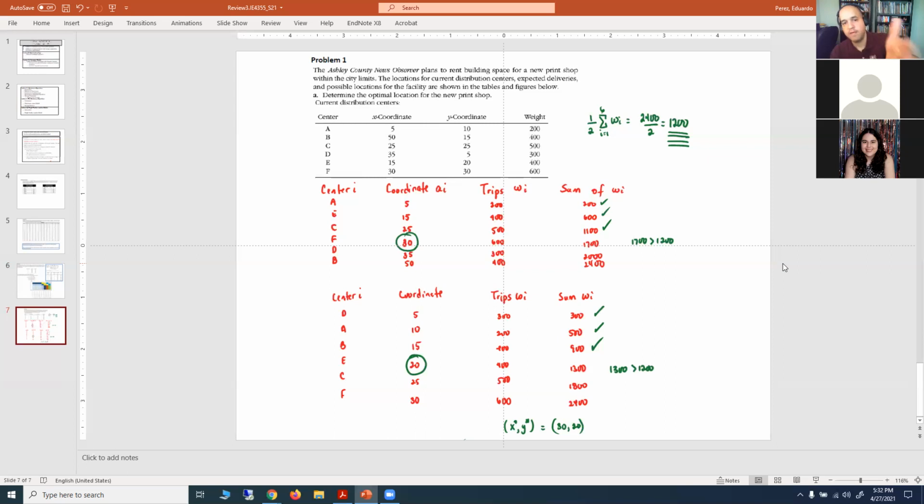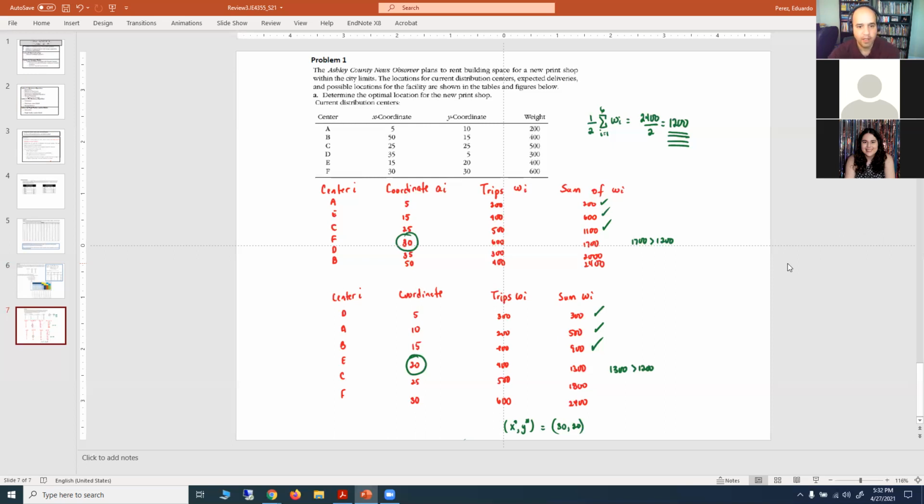So the information we have is the XY coordinate for the existing facilities, and also we have information about the weight in terms of the importance for this new facility to be located close to these centers. So the heuristic, how it works, we take the information in terms of the X and Y coordinates, and then we sort that based on the distance, right?